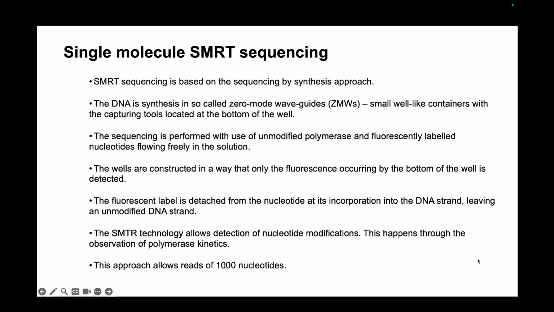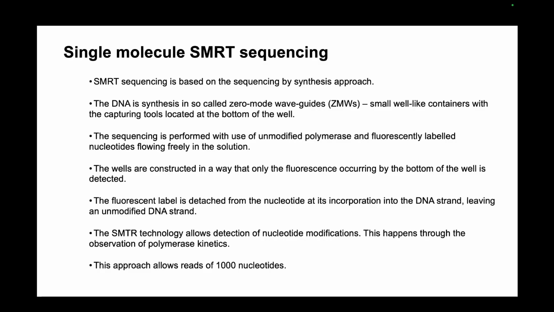Inside the well-like structures your DNA strand will go, and after that the DNA polymerase will synthesize the DNA as before, as in Sanger or Illumina, but in this case also a particular tag is used, which is the fluorescent tag. These wells are constructed in a way that only fluorescence occurring from the bottom of the well is detected, and the fluorescent label detaches from the nucleotide at its incorporation into the DNA strand, leaving an unmodified DNA strand.